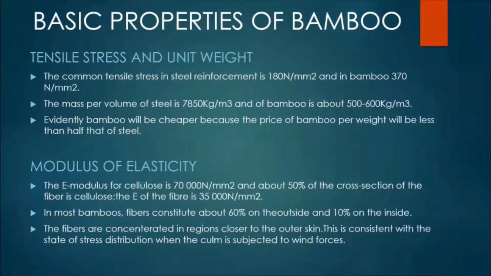Cellulose fibers in bamboo act as reinforcement similar to reinforcing steel bars in concrete. The distribution of these fibers increases from the inside to the outside. The fibers are concentrated in regions closer to the outer skin. This is consistent with the state of stress distribution when the culm is subject to wind forces. The density of the fibers in the cross-section of a bamboo shell varies along its thickness. This presents a functionally graded material evolved according to the state of stress distribution in its natural environment.